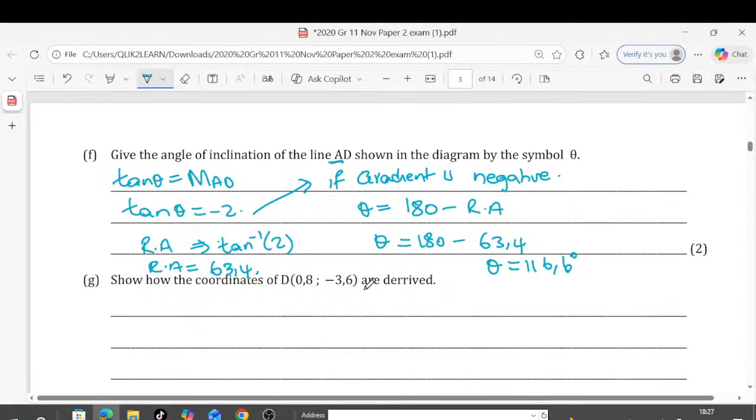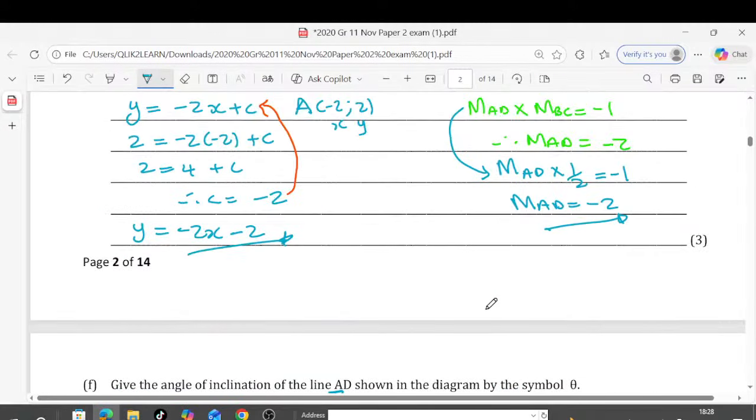Okay, let's look at the next question. Let's look at what we are given. They say show that the coordinates of D are (-3, 6). So they just want you to find the coordinates of D.